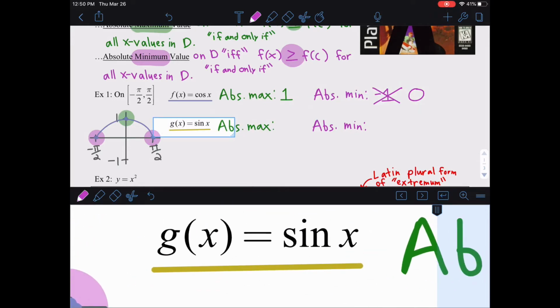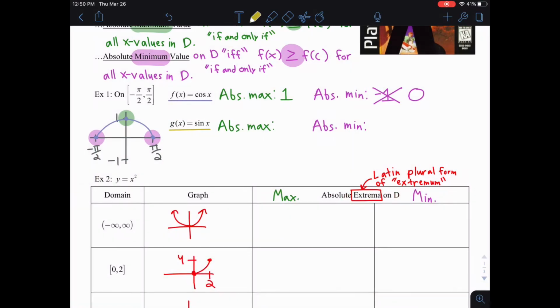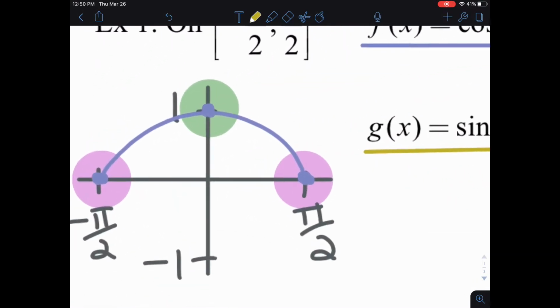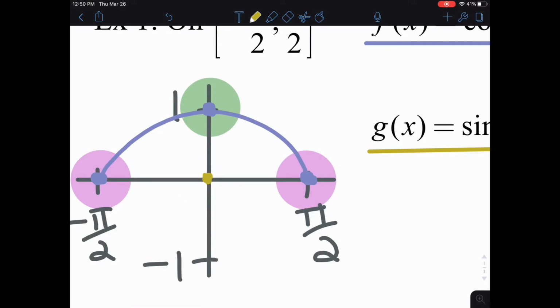Let's do the same thing for sine of x. So sine of x, let's start with a graph. So I'm going to come back in here. Sine of 0 is 0. Sine of π/2 is 1. Sine of -π/2 is -1. And my sine graph looks like that. Kind of. And now, same thing.